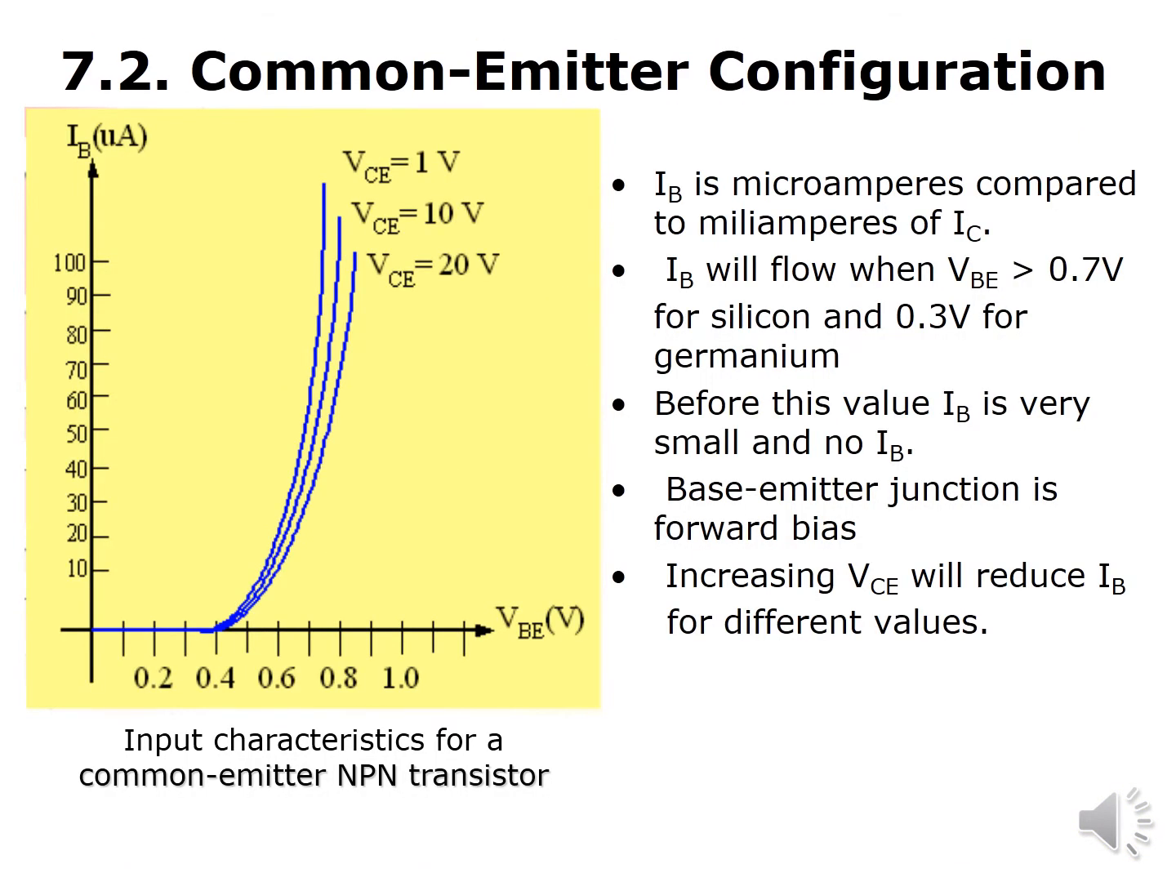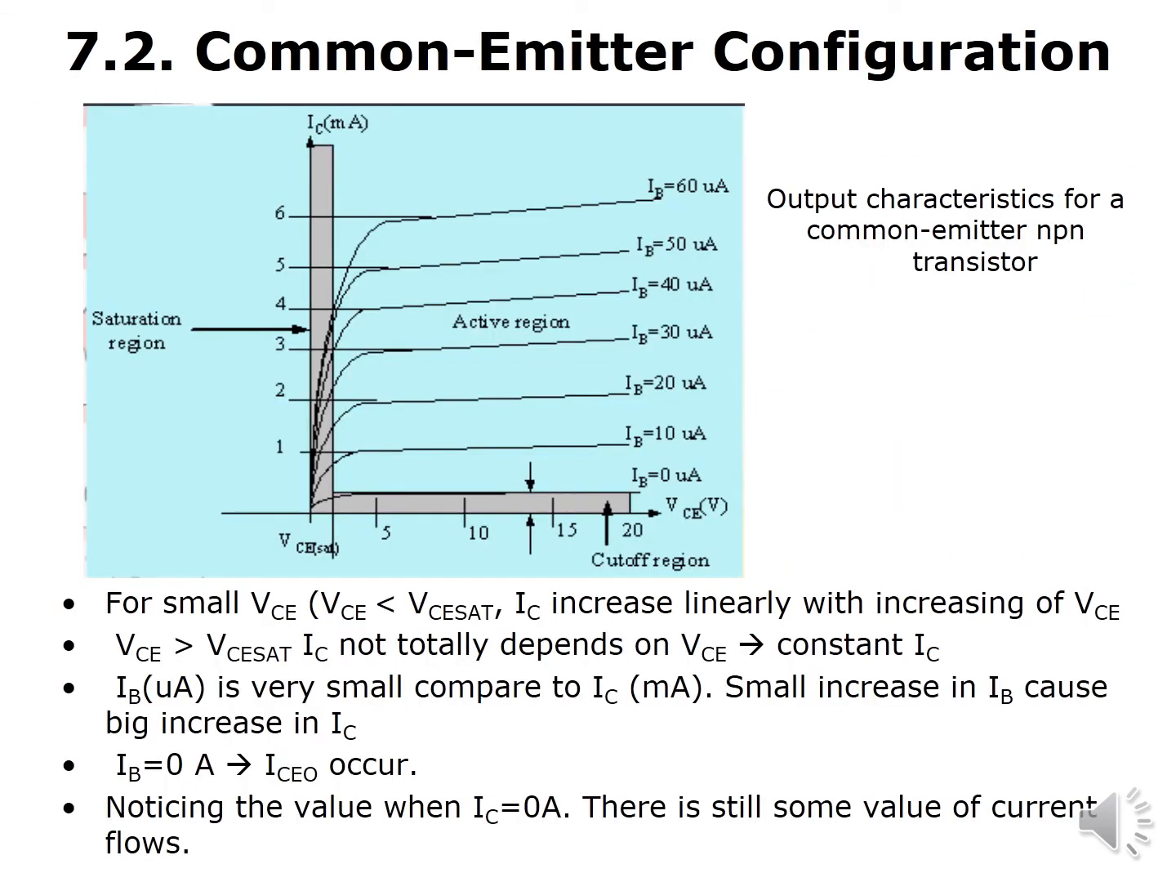So again, as you can see, if you have a greater VCE, then your current quickly increases as you increase your base-emitter voltage. So IB is in microamps, and IC will be in milliamps. When VB is greater than 0.7, that is our barrier potential for the silicon, then we have forward biased our transistor, and it can give you a large gain.